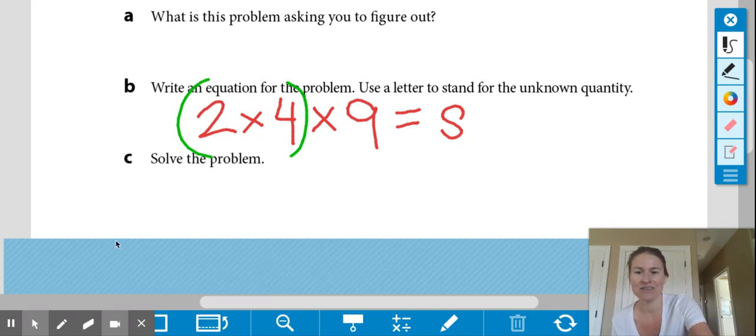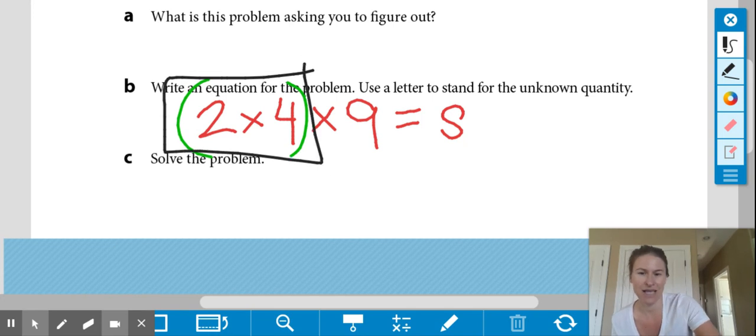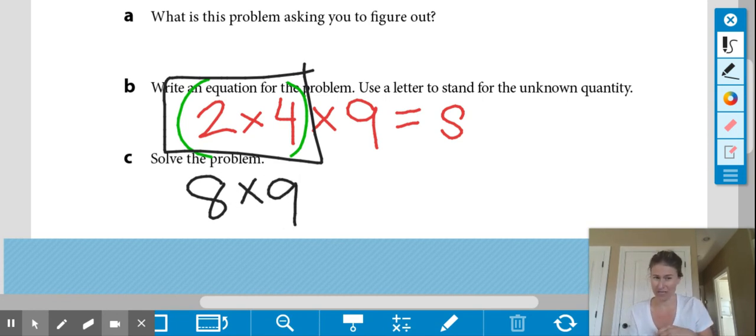So I would take the 2 and the 4 and I would multiply it first. 2 groups of 4 is 8. And then I would take 8 times 9. But 8 times 9 is a tricky fact. So what I was thinking I would do is do 8 times 10. 8 times 10 is 80.